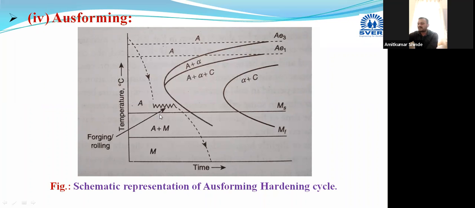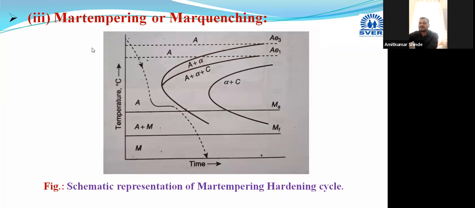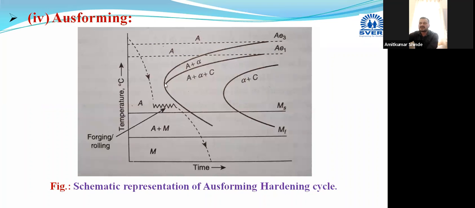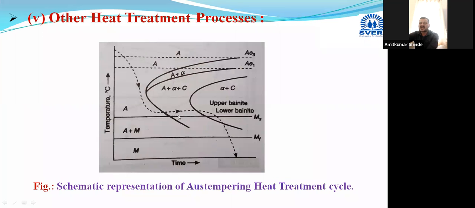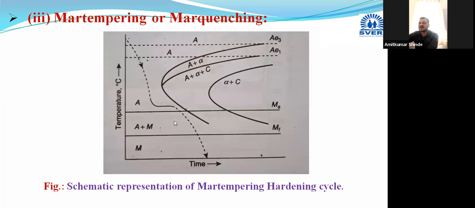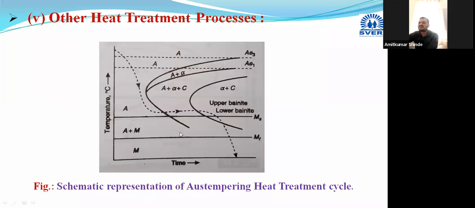Yes, related to the applications. This martempering, then this ausforming, and this austempering. These heat treatment processes, or hardening processes, where the temperature zone is in this range, we are using for medium carbon and high carbon steels, or alloy steels also.